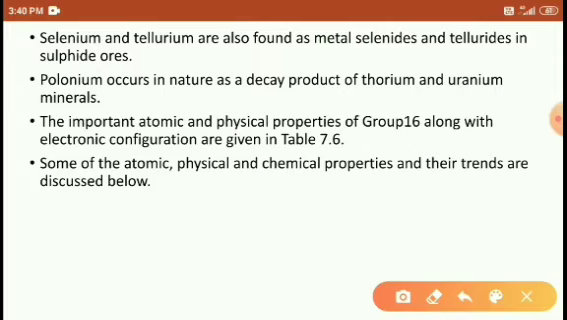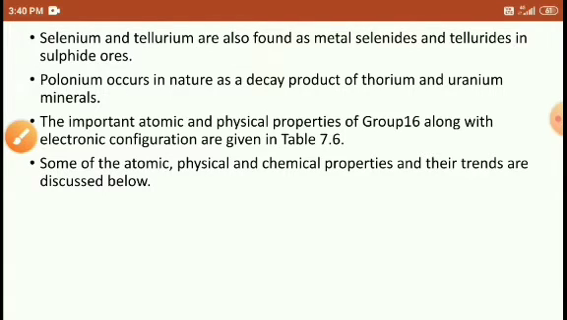Selenium and tellurium are also found in metal selenides and tellurides, and sulfur in sulfide ores. If selenium is found with a metal, it is called a metal selenide; tellurium with a metal is called a metal telluride, in sulfide ores. Which sulfide ores are present? Copper sulfide, iron sulfide, and zinc blende. So all these ores contain metal selenides and metal tellurides also.